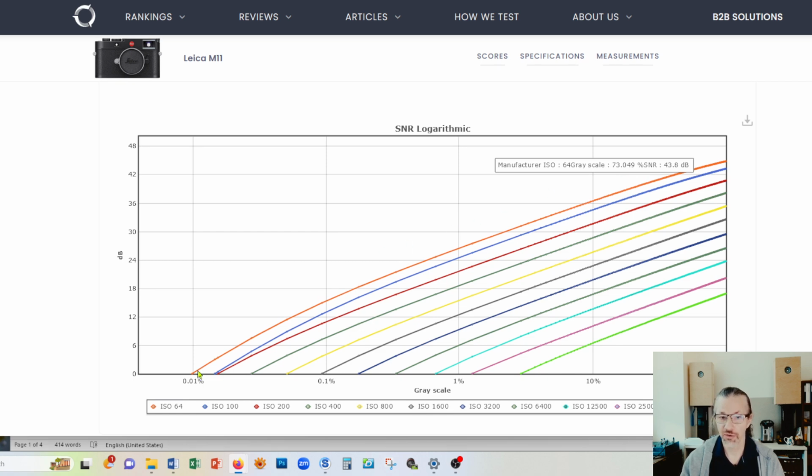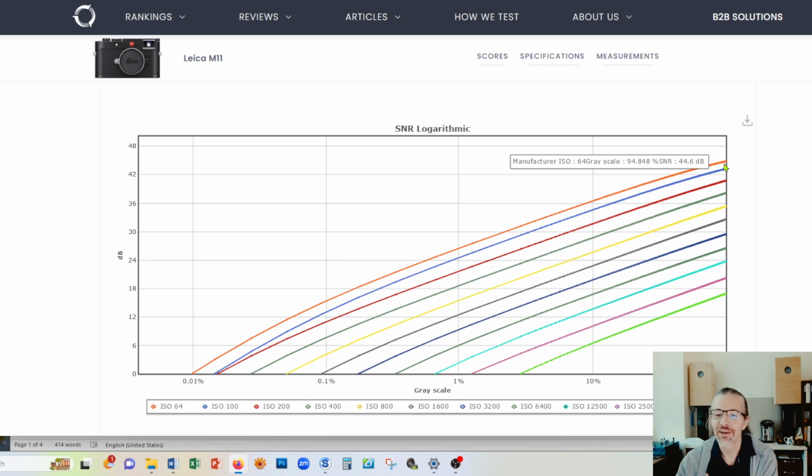And actually, when we look at ISO 64, the noise is extremely low with the Leica sensor. It's vanishing. Sorry, so here I'm looking at it the wrong way. I'm just talking without thinking.